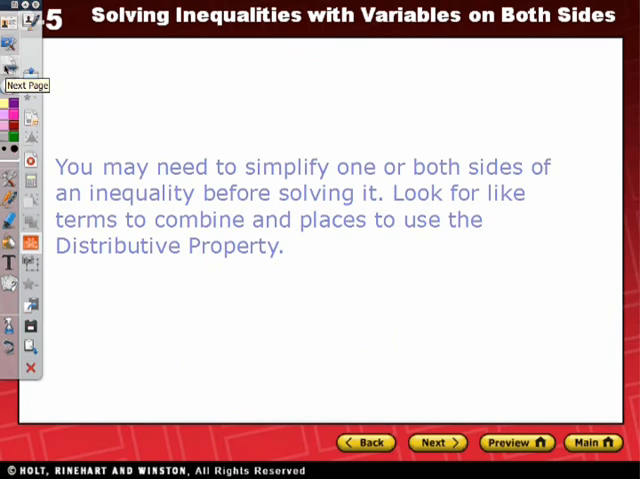Don't forget that you might have to simplify on one or the other or both sides of the inequality. Combine like terms, distribute, etc. Before you start moving things from one side of the inequality to the other, it's always best to have it as simplified as possible.